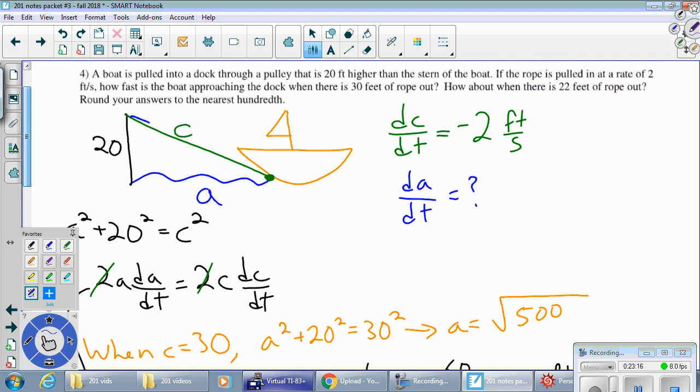And you can see that when the boat is 30 feet out, it is getting pulled in not as fast as when the boat is only 22 feet out. So apparently it's racing towards the dock faster and faster as it gets closer.